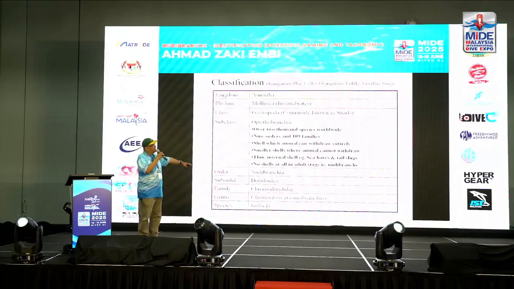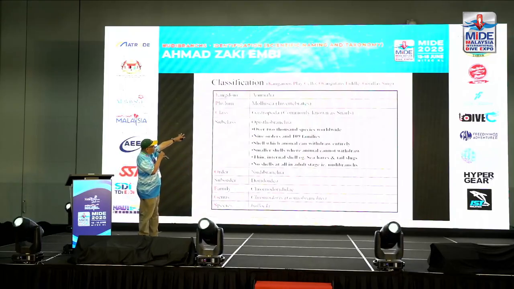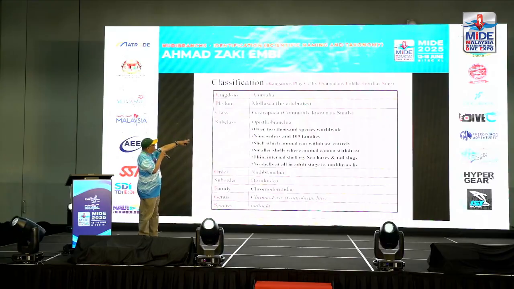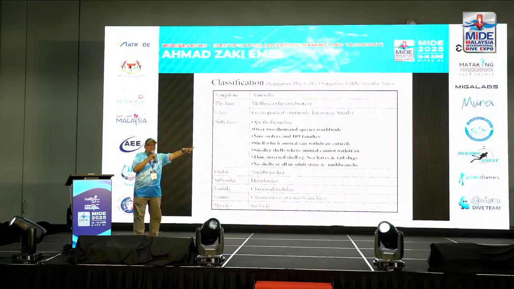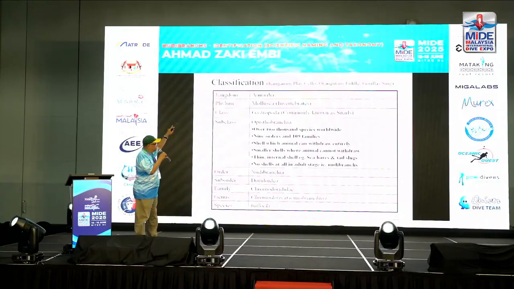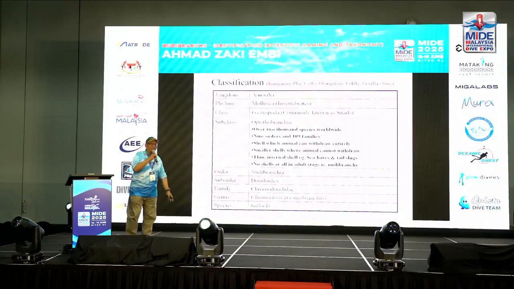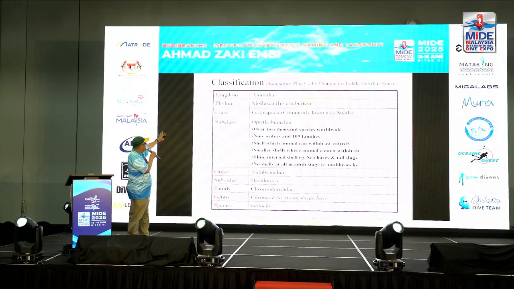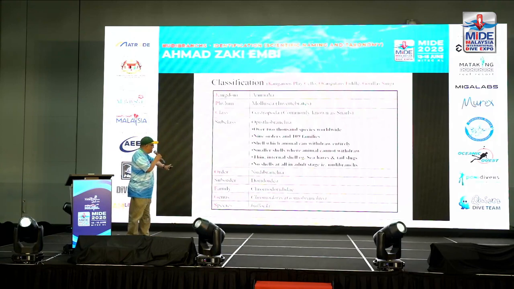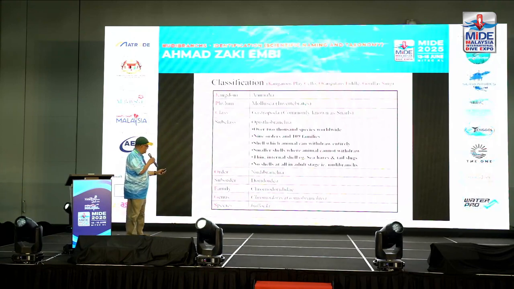The way you remember it is: kangaroos play cello, orangutans fiddle, gorillas sing. If you key that into Google, you find this straight away. So that's how you remember it. Kingdom, phylum, class, order, family, genus, species, okay?